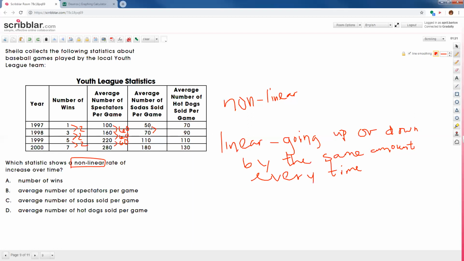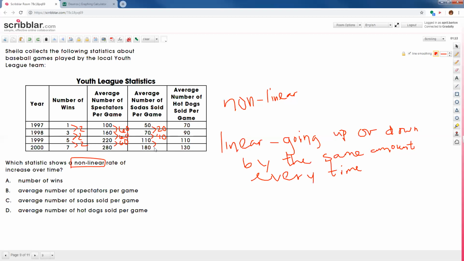How about number of sodas sold? No, because they went up by 20, right? 20 the first time. What about the second time? Do they go up by 20 again? No. Nope. How much do they go up by the second time? Like 40? 40. Good.